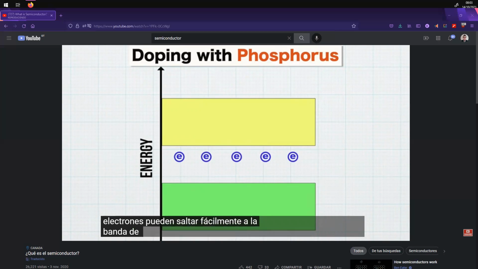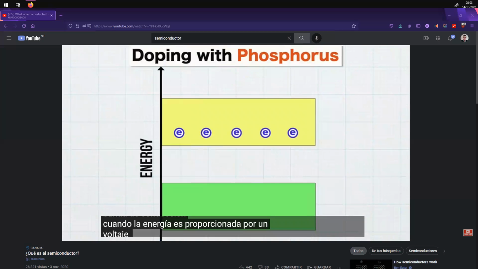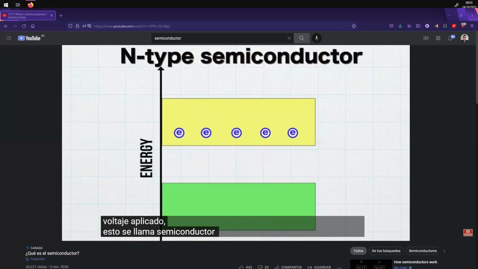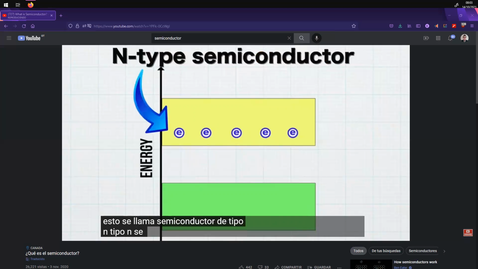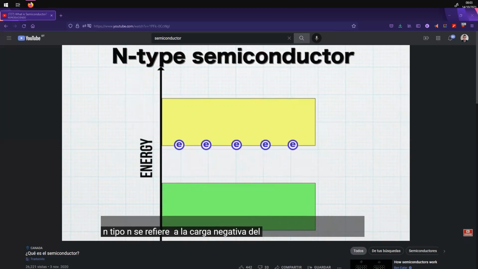Now, electrons can easily jump into the conduction band when energy is provided. This is called an N-type semiconductor. N-type refers to the negative charge of the extra electron.